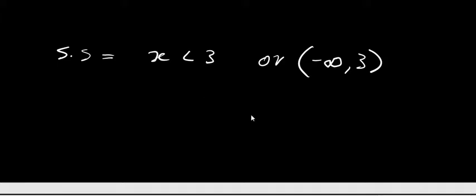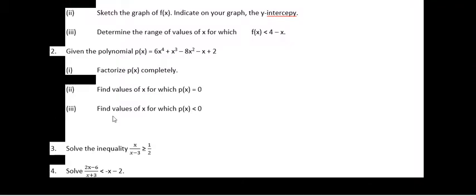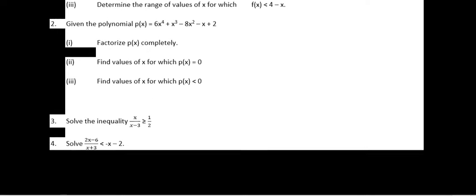Alright guys, so this was for question 1, and I do believe you guys have followed up well. So let me go on to question 2, which looks to be very easy. Given the polynomial p of x is equal to that, factorize that. Let me quickly work out this expression with you guys.